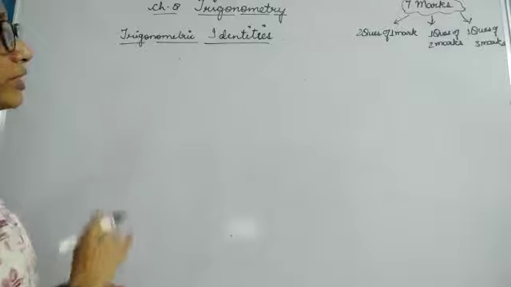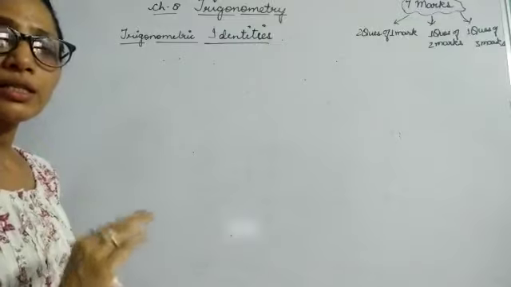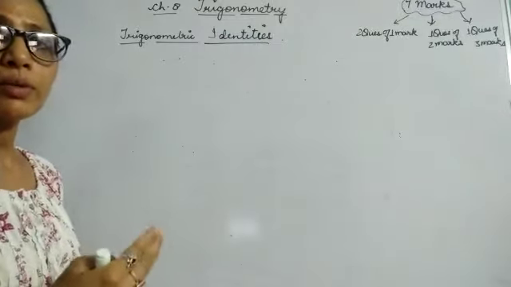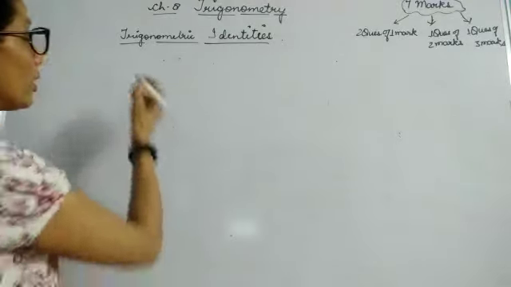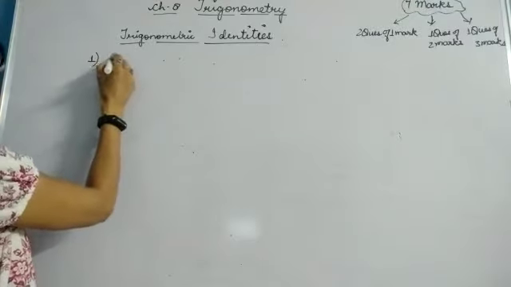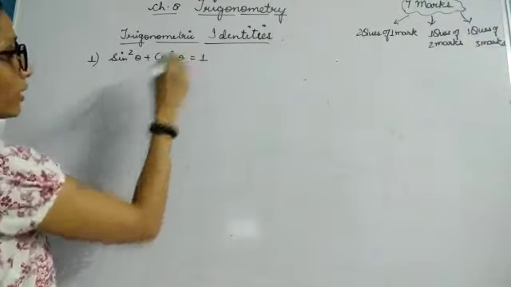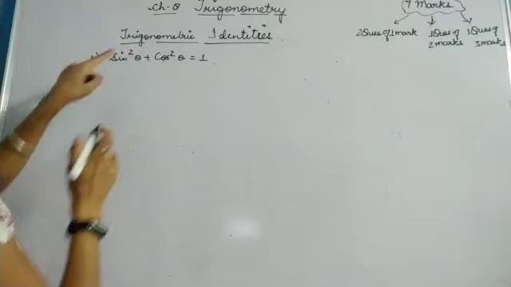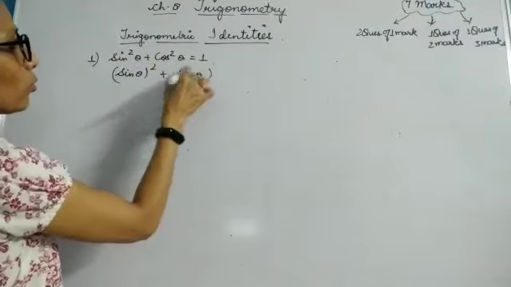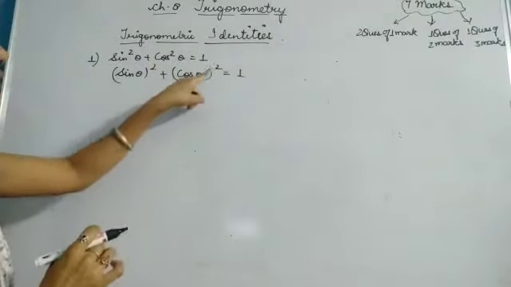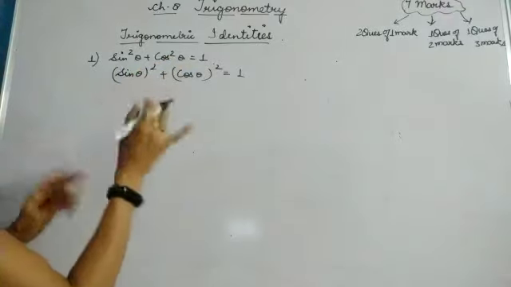So here I have written trigonometric identities. Identity means equal to 1. So whenever the things are equal to 1, then we say it trigonometric identities. And yes, it includes trigonometric ratios. That's why it is known as trigonometric identities. So we have first trigonometric identity as sine square theta plus cos square theta equal to 1. That means here sine square theta means sine theta whole square plus cos theta whole square equal to 1. So this is our first trigonometric identity.